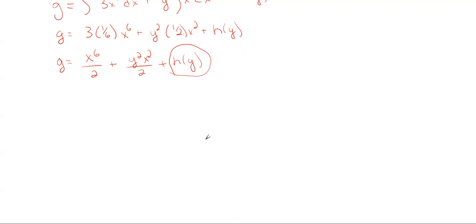In order to do that, we have to take the partial derivative of g with respect to y, thus treating x as if it were a constant. Before we were taking the partial derivative of g with respect to x, treating y as a constant. Now we're going to flip that and do the partial derivative of g with respect to y. So let's go ahead and do this here, where we would have x to the 6th over 2 plus y squared x squared over 2 plus my function here of y.